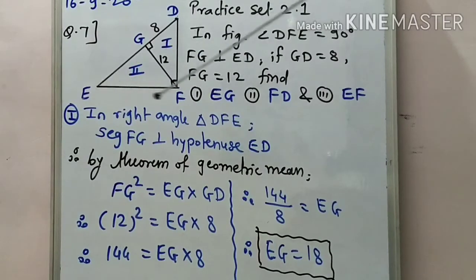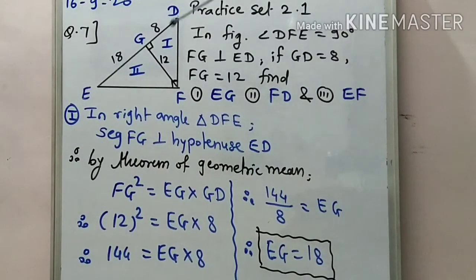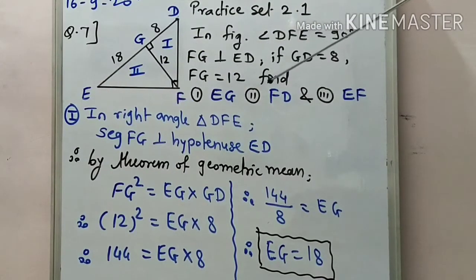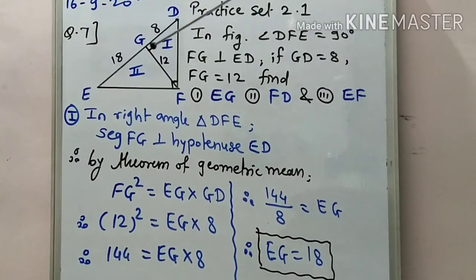EF is also the hypotenuse of right angle triangle EGF, and as we found that EG is 18, so in right angle triangle EGF, again we use Pythagoras theorem to find this hypotenuse EF. Okay, means to find FD and EF we have to use Pythagoras theorem 2 times for these two right angle triangles.